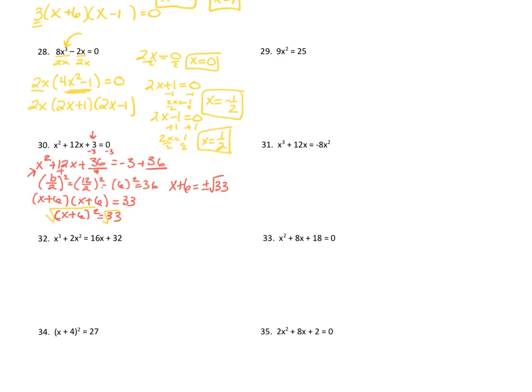So my final step is just to finish getting the x alone by moving the 6 over. So x is going to equal negative 6 plus or minus the square root of 33. And we would just leave our answer like that.